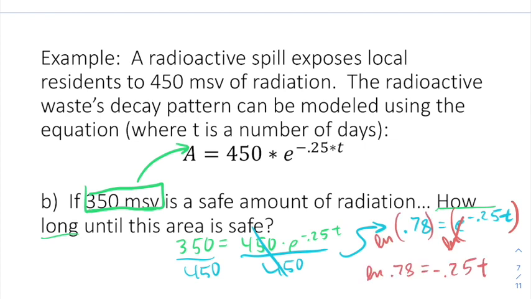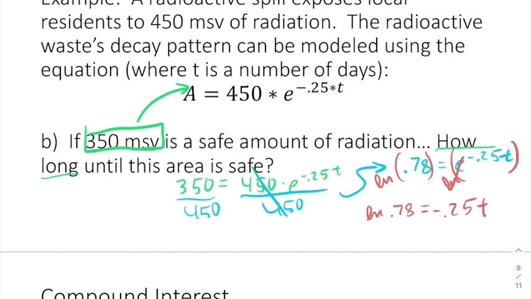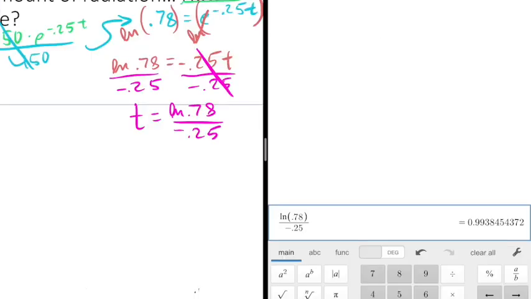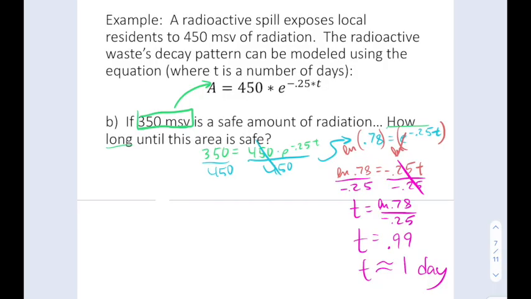Unlike the earlier problem where we needed to do the change of base formula, ln of 0.78 is already something that's easy to type in the calculator. To keep things a little more exact, I'm going to wait to the end of the problem to type that in. Next, I'm going to divide by negative 0.25 to solve for t. And now we have t equals ln of 0.78 divided by negative 0.25. This is something I can type back into the calculator. And I get an answer of 0.99. That means it'll take about 1 day for the radiation amount to get back down to a safe level.